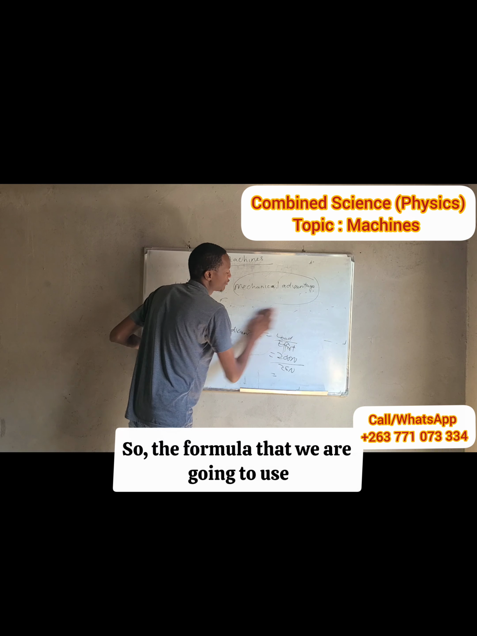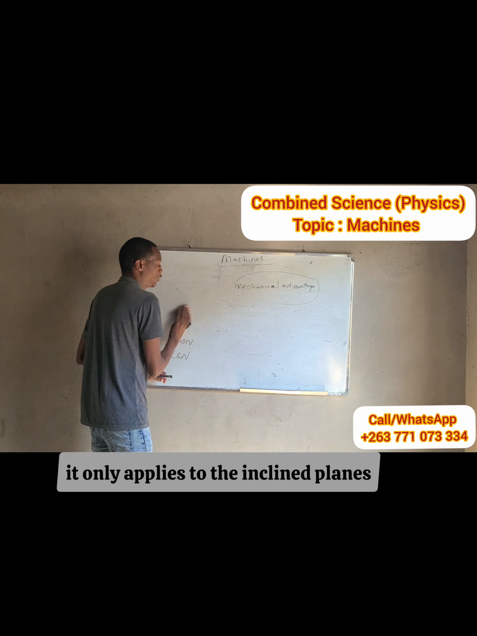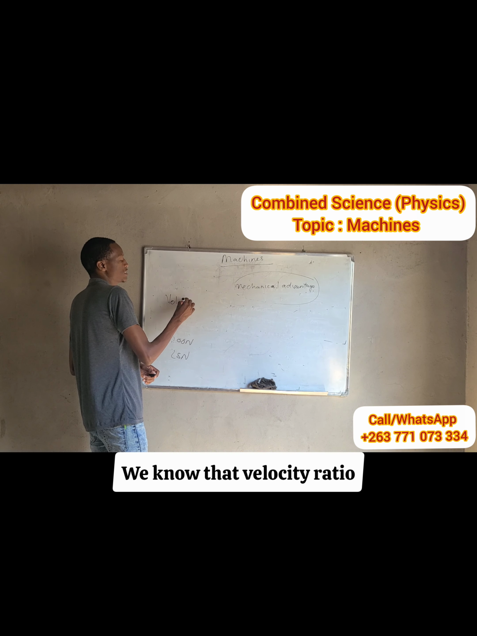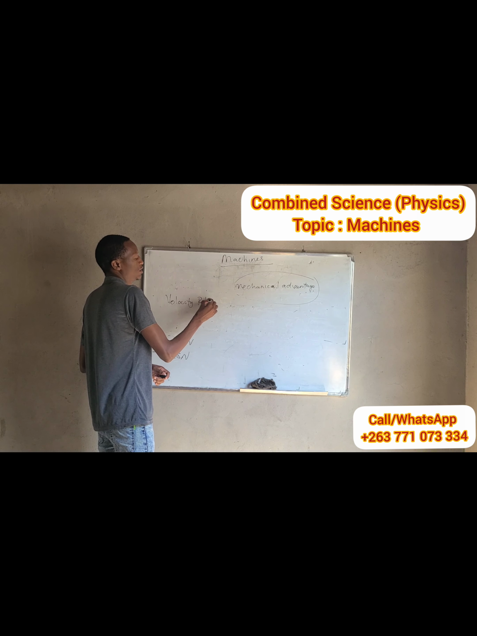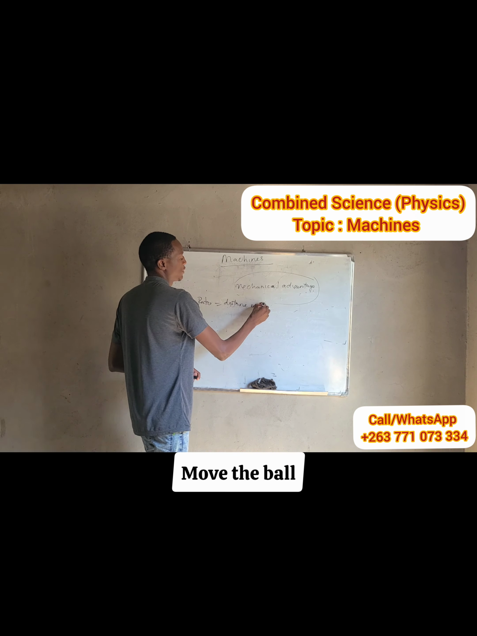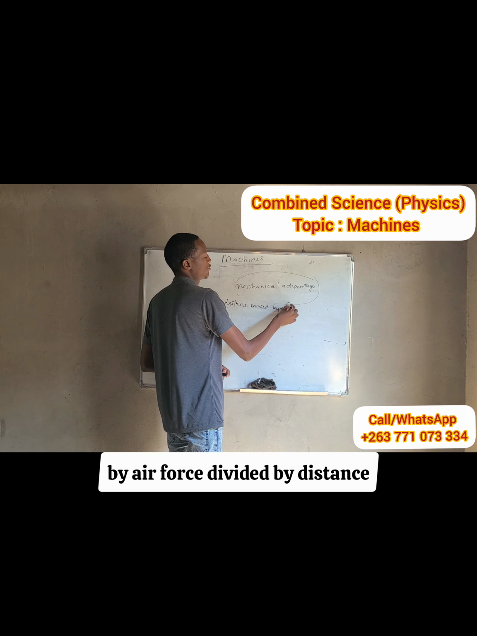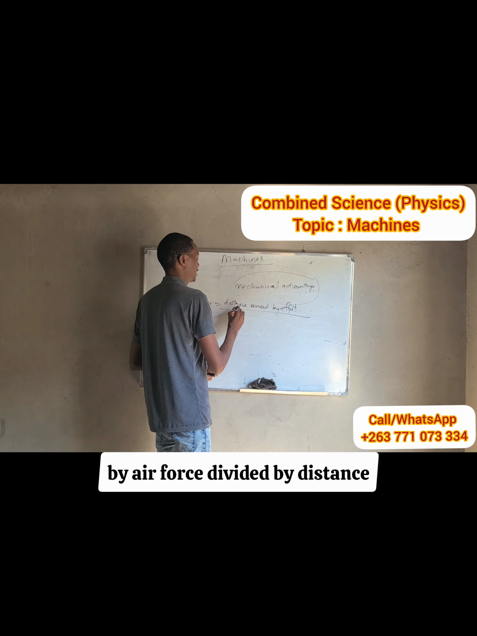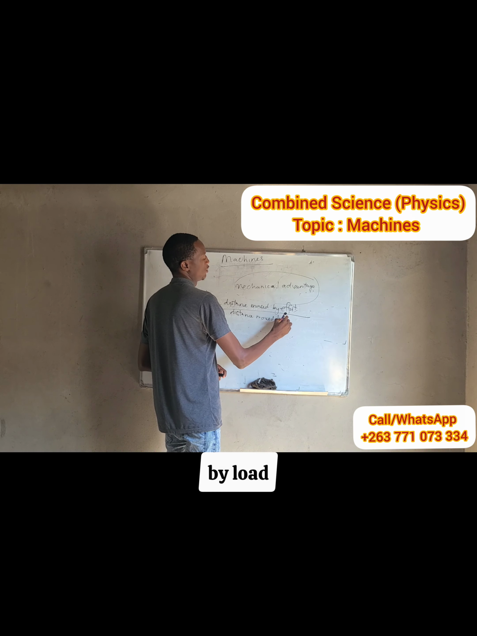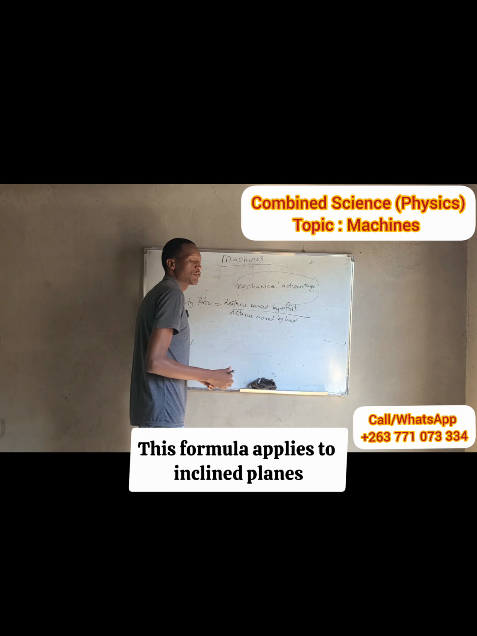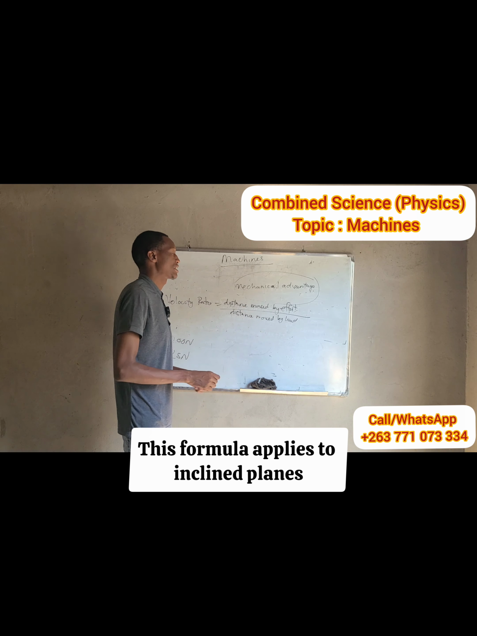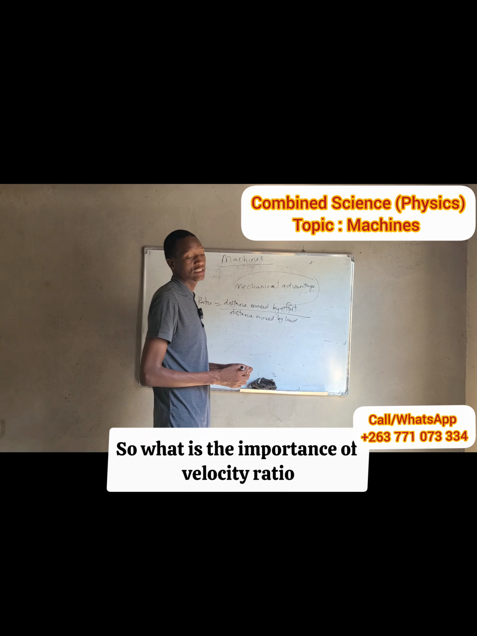Saka izvo formula yatoda kukupa, it only applies kune anonzi ma-inclined planes ekuti tinoti velocity ratio equal to distance moved by effort divided by distance moved by load. This formula applies kune anonzi ma-inclined planes. Kana takuita mapuli tichakudza kuti tinoita sei.